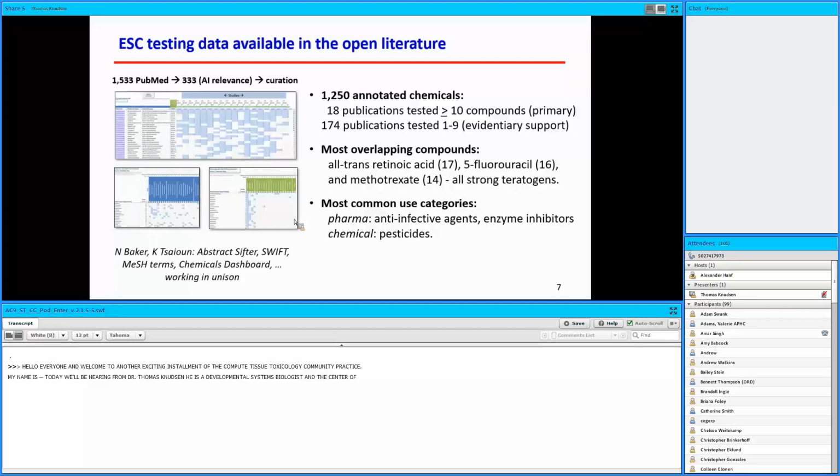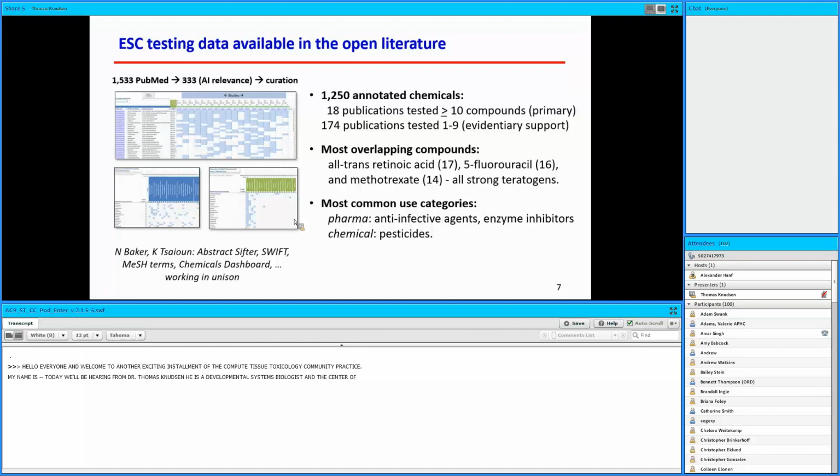Across the 18 papers, the most overlapping compounds across those studies: 17 of the 18 papers have looked at all-trans-retinoic acid, 16 of them looked at 5-fluorouracil, 14 looked at methotrexate, and these are all strong teratogens in almost all species that have been evaluated. So they serve as a good way of anchoring studies, platforms, et cetera, together.